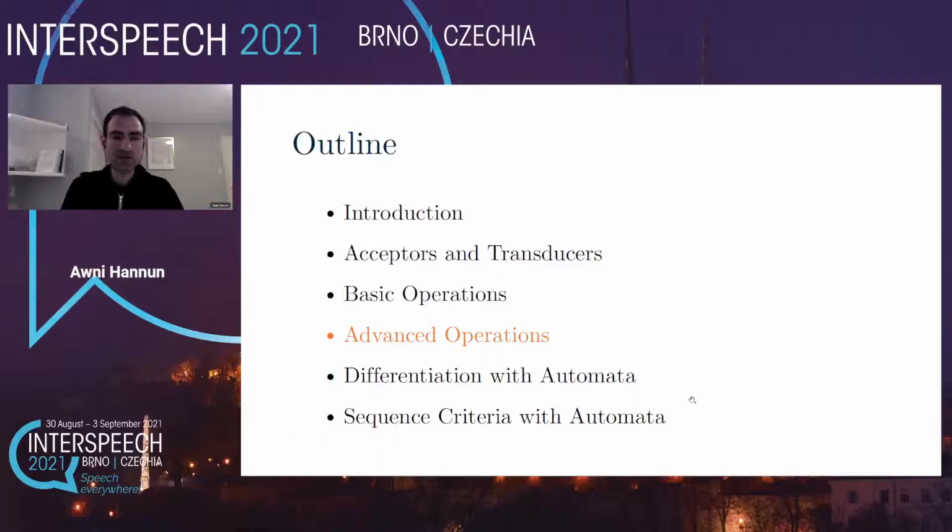Okay, that's everything for basic operations. So we covered 3 basic operations. We covered closure, Kleene star, we covered union, and we covered concatenate. And now we'll go into the perhaps more important advanced operations, but also more difficult to understand easily.